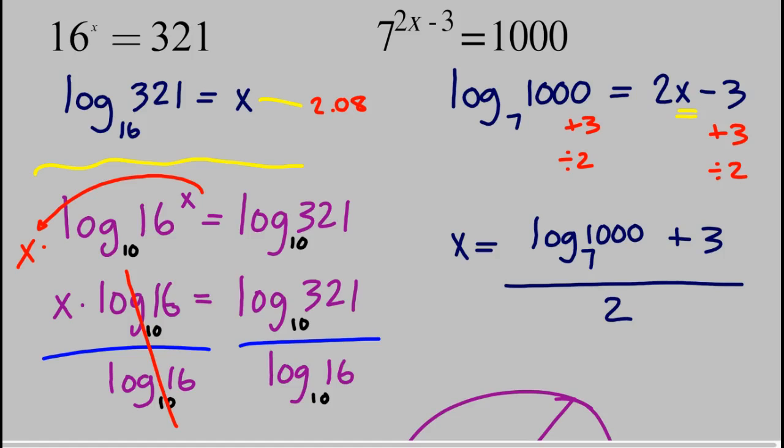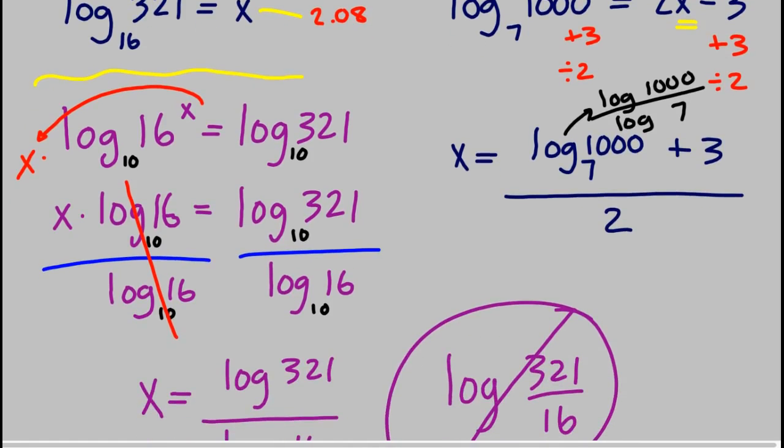And if you don't have a fancy calculator, to evaluate the log of 1,000 base 7, you might need to do the change of base, which is the log of 1,000 over the log of 7. So you type in your calculator log of 1,000 base 7, and then you'd add 3 to that answer, and then you divide that answer by 2, and you'd end up with whatever you'd end up with. 3.27. Anybody second that? Only one person. Oh, yeah. Good.